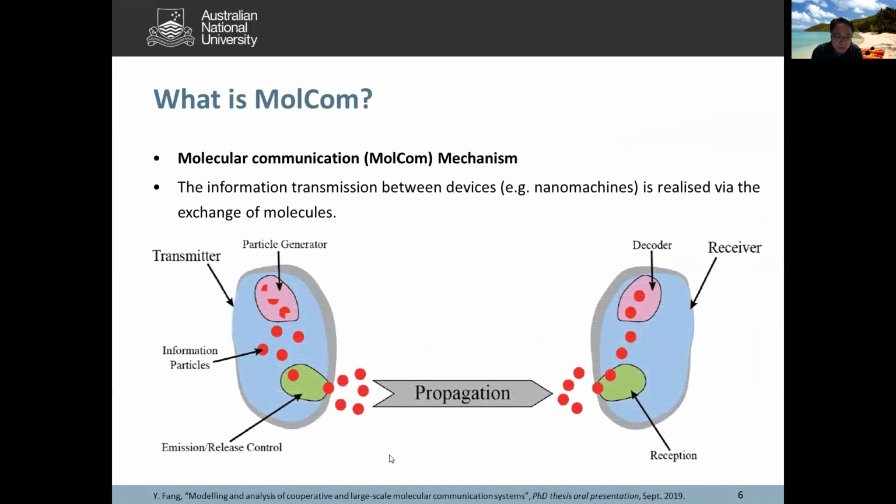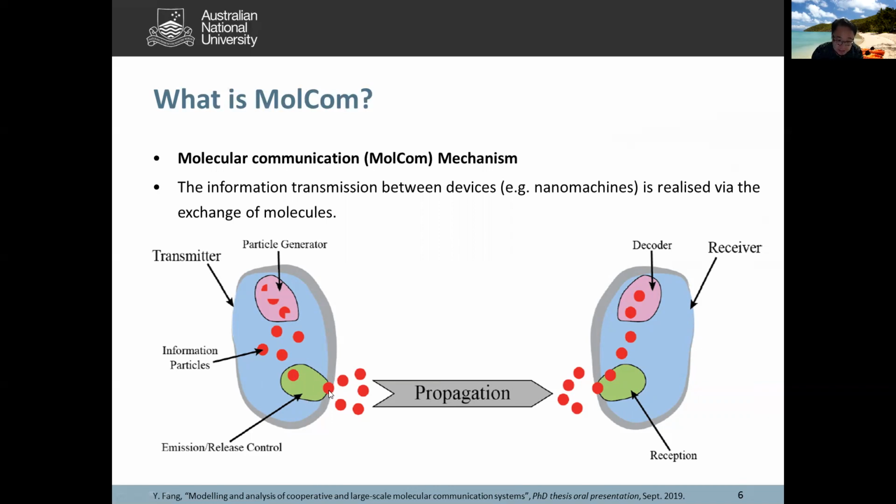In this figure, we can see we have a transmitter, which is a type of nanomachine, on the left-hand side. We also see a receiver, which is another or the same type of nanomachine, at the right-hand side. At the transmitter, we have a particle generator or molecule generator. So through some chemical reactions, the molecules are generated within the transmitter. And these molecules can carry information. And after some mechanism, which we call emission or release control, these molecules are released by the transmitter.